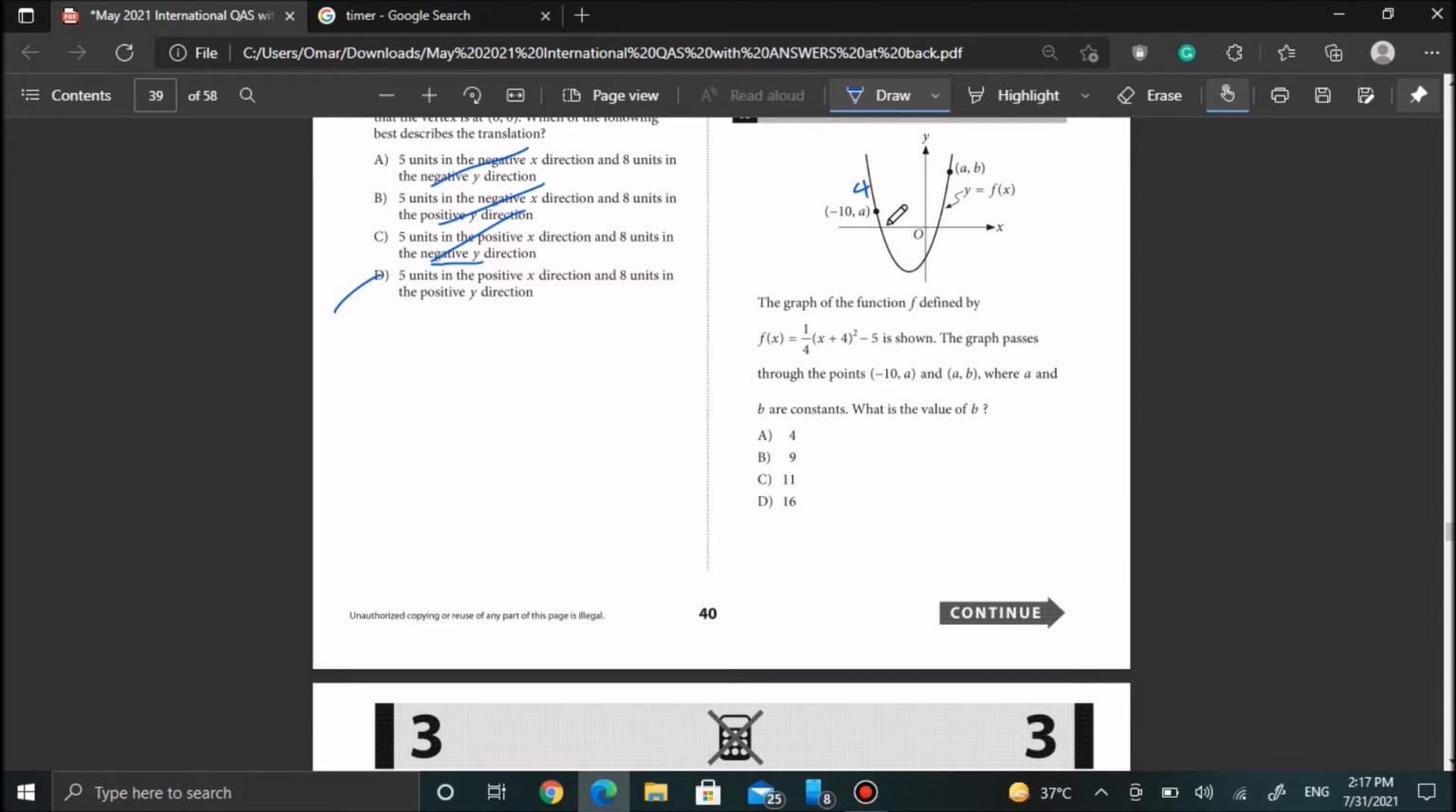And now we're going to put x as a this time, and then we're going to get b. 4 plus 4 is 8, right? And then 8 squared is 64. And then 64 divided by 4 is 16, and then 16 minus 5 is 11.